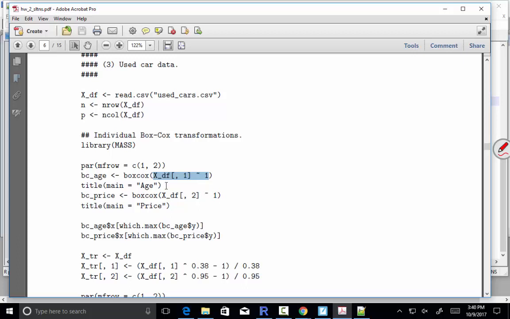Tilde 1 is basically saying, okay, if you must treat this as a regression model, tilde 1 means I don't have any predictor variables, though. So as far as I can tell, this is how you get it to do just a univariate Box-Cox transformation on, in this case, the first column. And then here doing it for the second column.